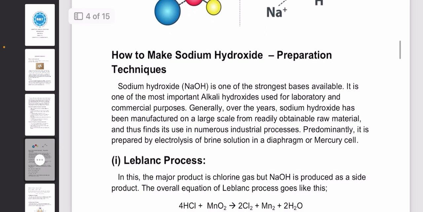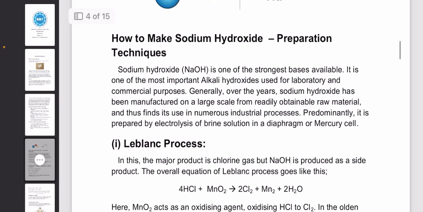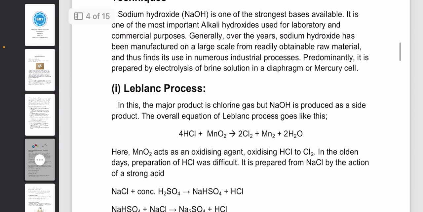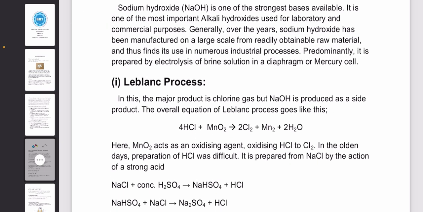How to make sodium hydroxide: preparation techniques. Now we're going to talk about some of the methods to prepare sodium hydroxide. Sodium hydroxide is one of the strongest bases available and the most important alkali hydroxide used for laboratory and commercial purposes. Over the years, sodium hydroxide has been manufactured on a large scale from readily obtainable raw materials. It is prepared by electrolysis of brine solution in diaphragm or mercury cells.